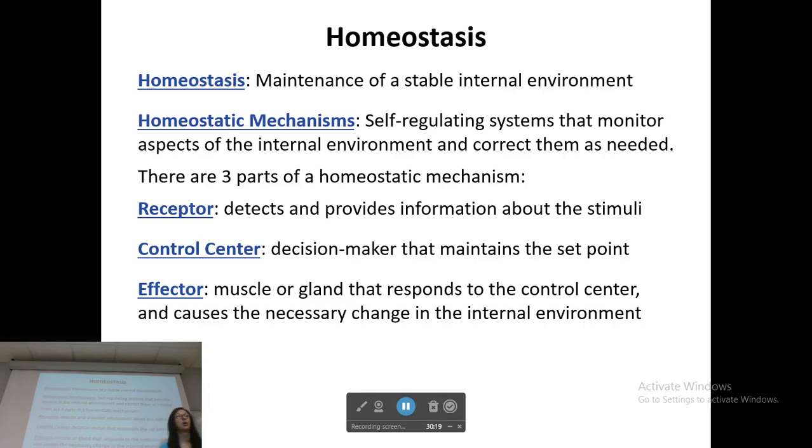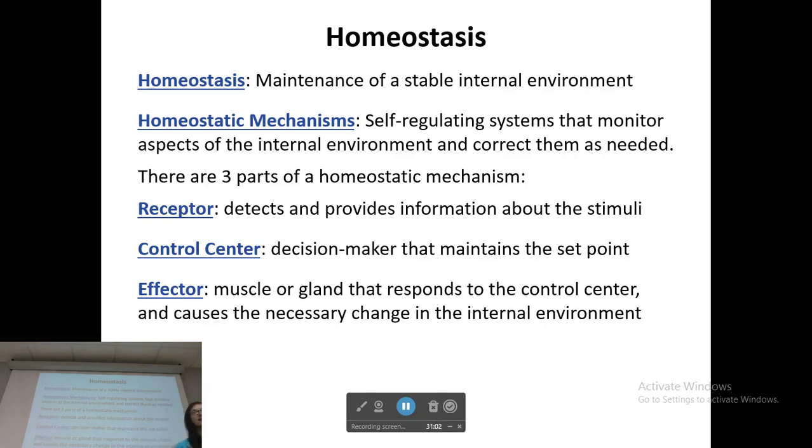I mentioned the term homeostasis, right? I said metabolism and acquiring different foods and water and all of that, it leads to homeostasis, right? So that's maintenance of a stable internal environment. Okay, that's a really important term. It will definitely be on your test. You'll have it throughout the semester. We will come back to homeostasis and homeostatic mechanisms and these different three parts of the homeostatic mechanism. So this is really important.